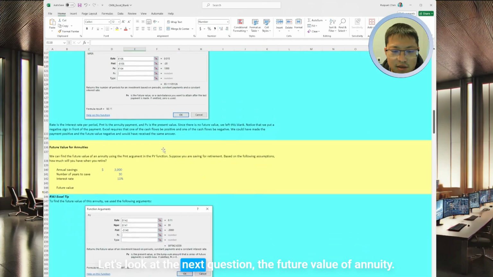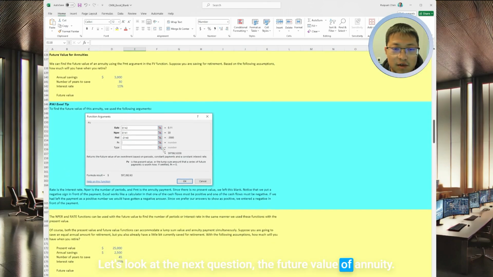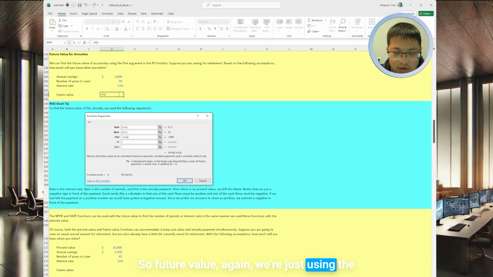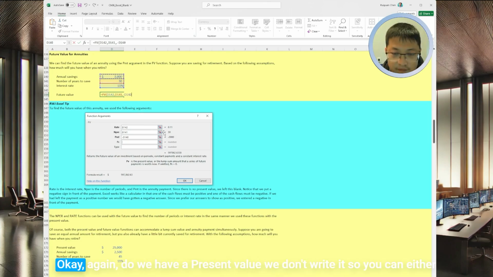Let's look at the next question, the future value of an annuity. Right? So let's say that your annual saving will be $3,000, number of years to save, 30, interest rate at 11%. So for future value, again, we're just using the future value function, using the interest rate 11%, number of years, 30, payments, right? So in this case, I put a negative 3,000, okay?